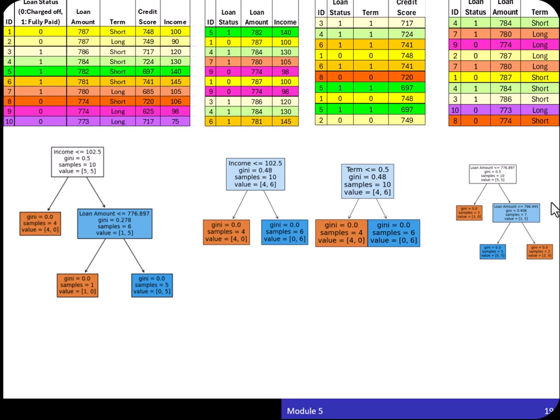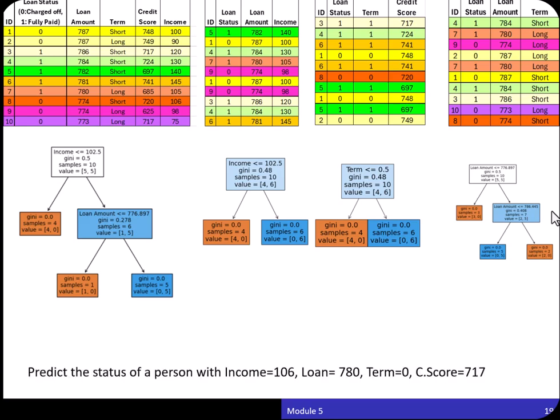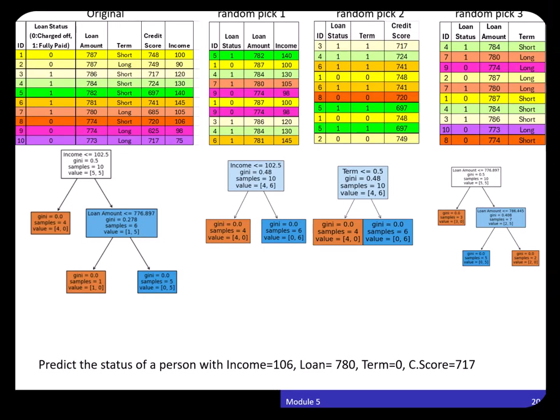So let's say that the question is to predict the status of a person with income 106, loan 780, term 0, and credit score 717. Well, we are going to look at each training data set and we are going to aggregate the results. According to our original data set, this person falls into this category. So it is blue. According to our first random pick, this person also goes into the blue category just because the income is higher than 102, so it's also blue here.